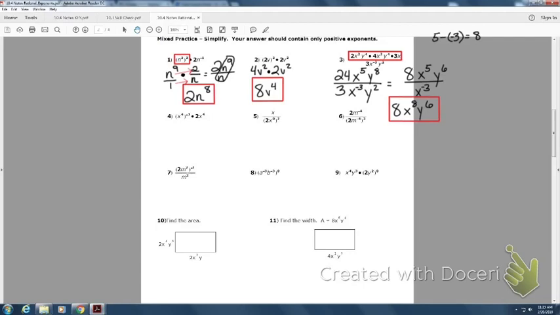Now, a good thing about some of these properties is that the order in which you do them a lot of times will not matter if you do it correctly. Okay? You may do it a completely different way than I do it, which is fine.